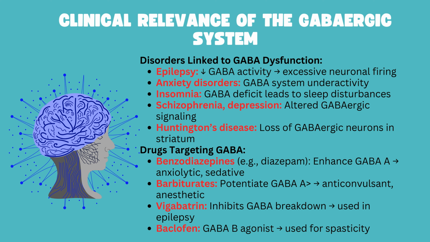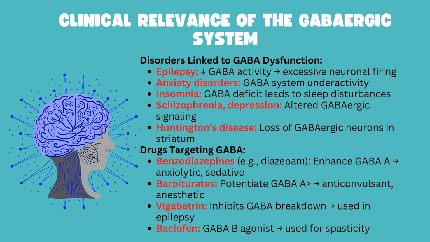Let's talk therapeutics. How do we harness GABA in medicine? Benzodiazepines, like diazepam, bind to GABA A receptors, making them more responsive to GABA, perfect for anxiety and panic. Barbiturates. More potent than benzos, used in anesthesia and epilepsy, but with higher risk.